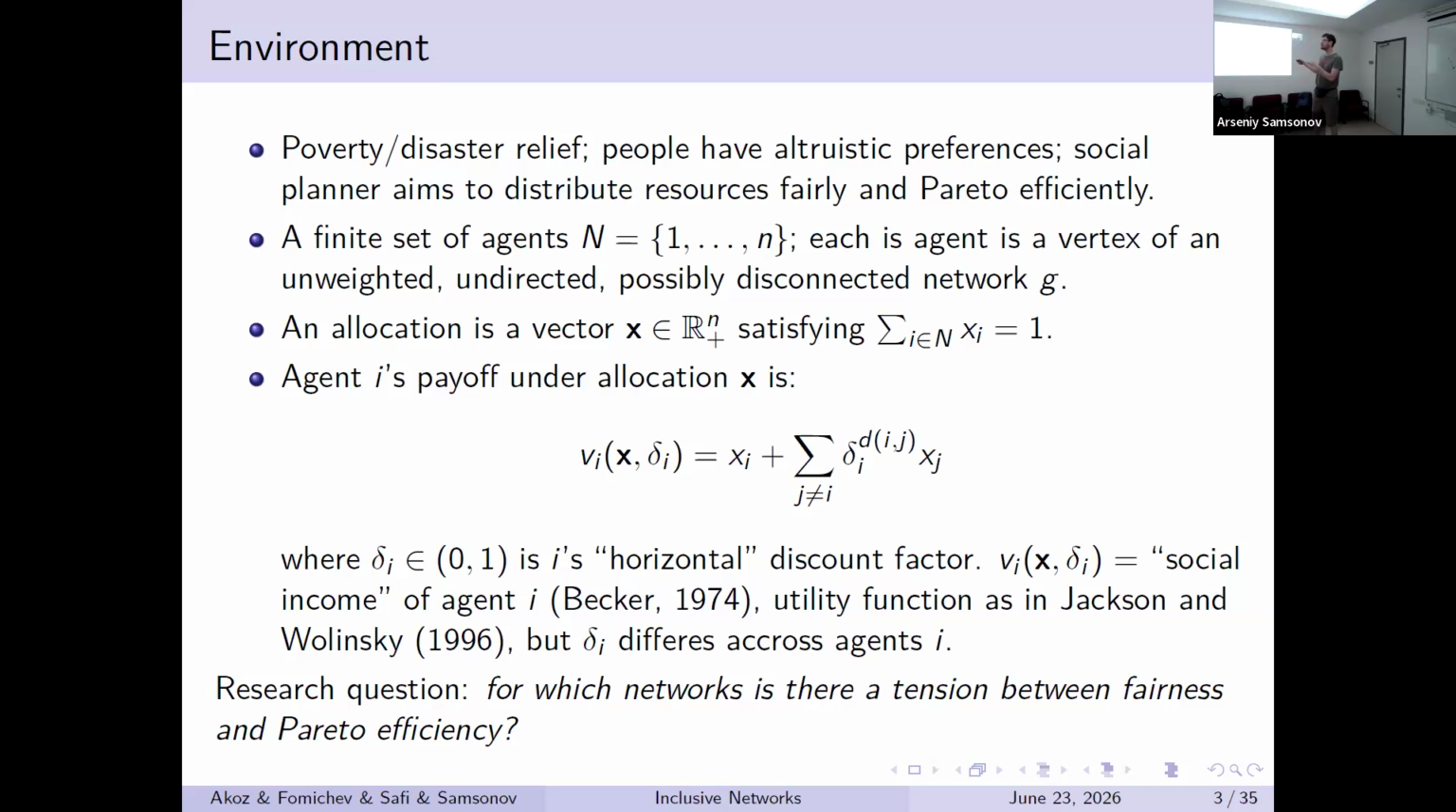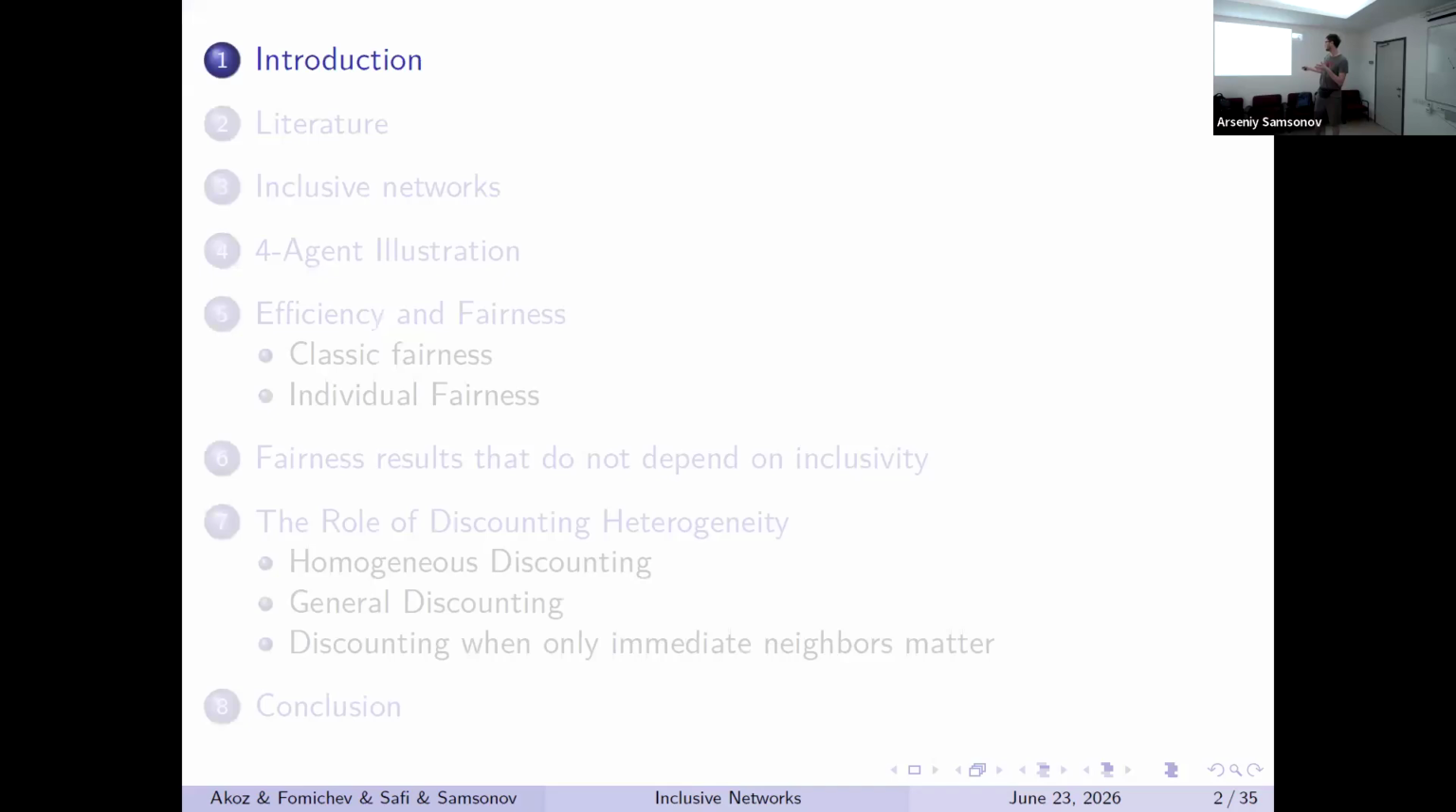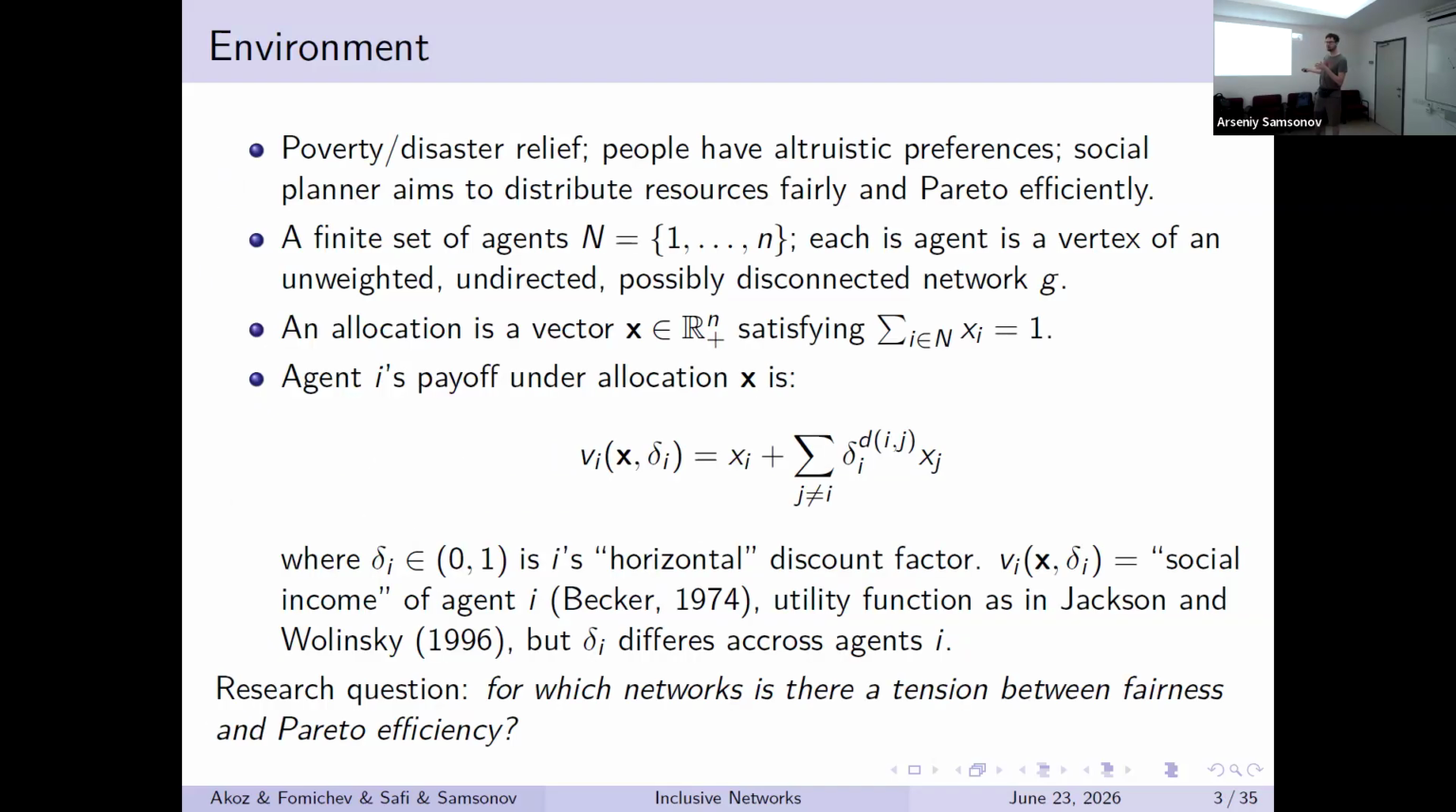So how does it work? If the allocation is x, I get my allocation x_i plus a weighted sum of others' allocations, and if I'm agent i, I discount the allocation to agent j with my discount factor delta i to the power of the network distance from me to agent j. So if Gilad gets money, I'm happy, but at a certain point he gets more than me, and then it's not that fun.